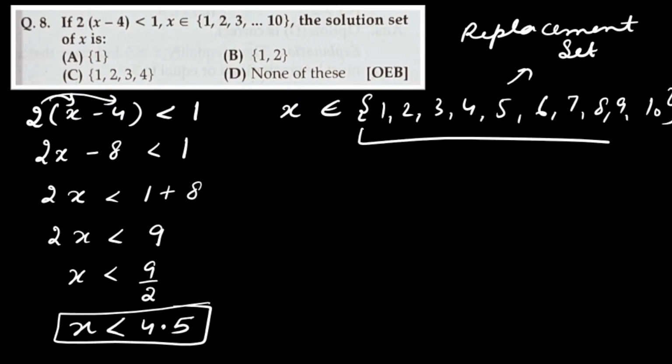But from this set we have to choose. So our solution set is x is less than 4.5, so x equals 1, 2, 3, 4. Why is 4 included? Because we got x is less than 4.5. So this is the solution set, option C.